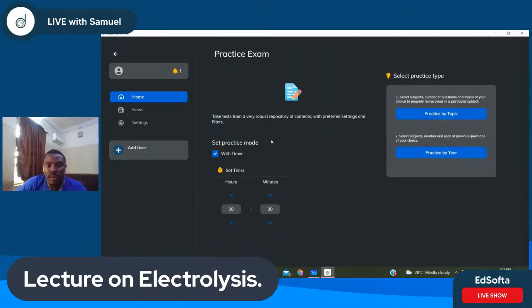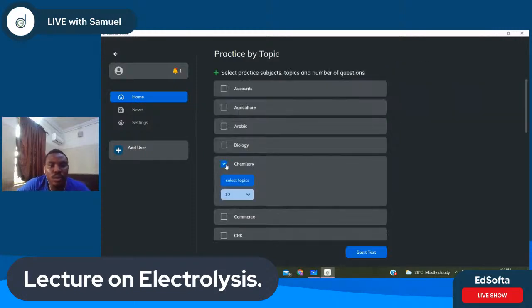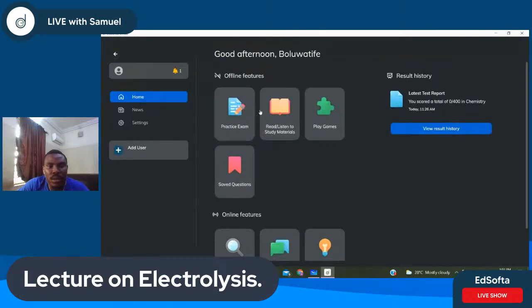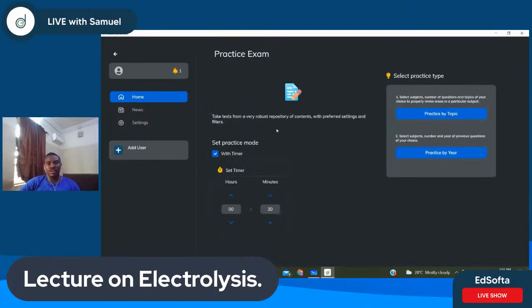So we're going to practice the exam. I remove the timer. Practice by topic. We go to chemistry. So this is the EdSofta app, as you can see. This is starting. There's practice exam, there's read and listen to study materials. There are plugins. There is a number of features that you can use. So we just do this. You can decide to do it with timer, but we don't need the timer.